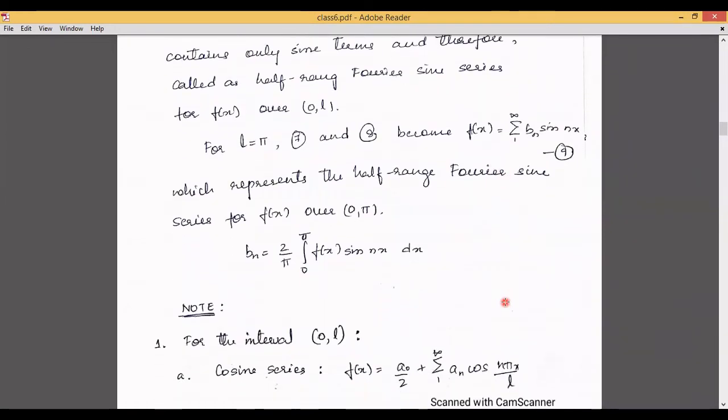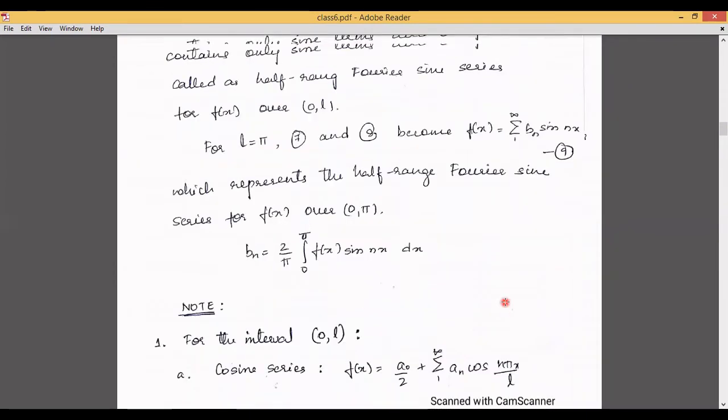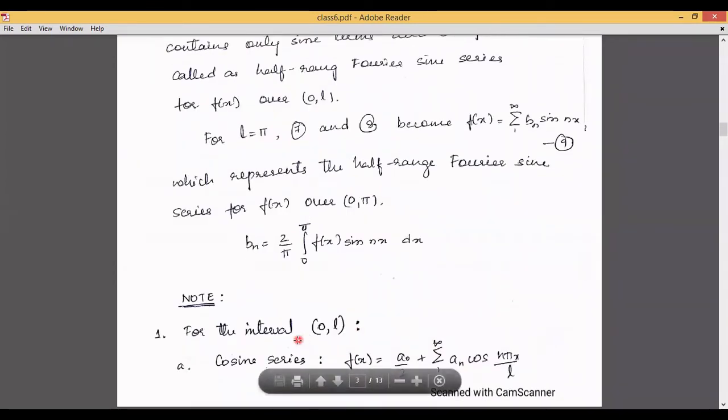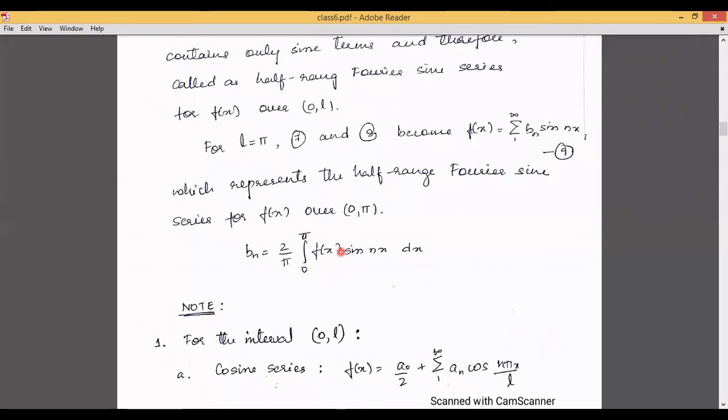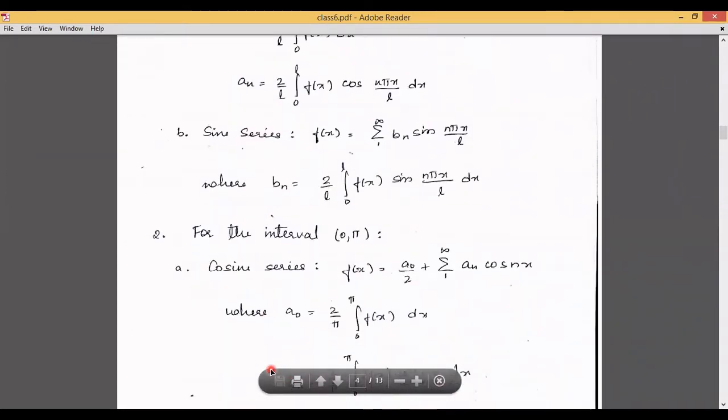Let me make a note of all these formulas quickly. See here, for the interval 0 comma L, what is the cosine series, and what about a naught and a n? What is the sine series? f of x is equal to so much, where bn is so much. And similarly, for the interval 0 comma pi, I have just written those formulas in this note. Till now, what I have told you, I have written those formulas here. That's it. Make a note of this.